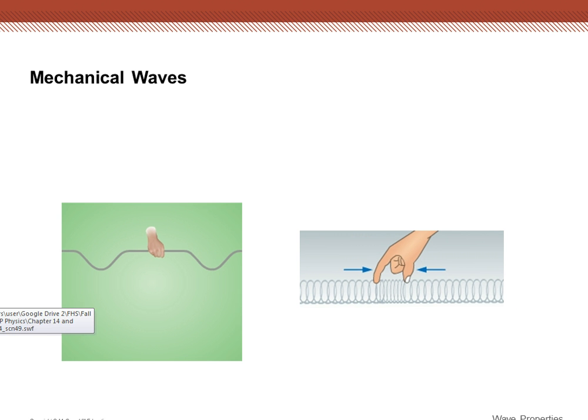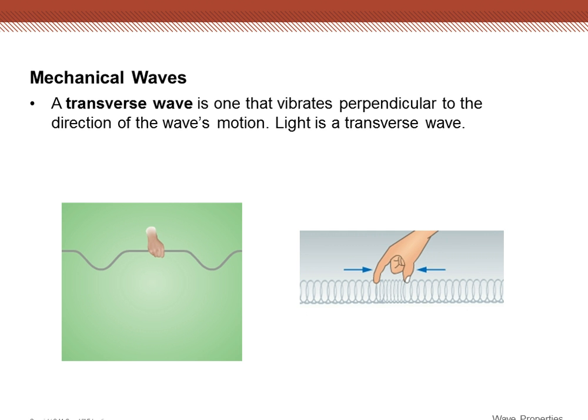So there are two different types of mechanical waves. First is a transverse wave, and this is one that vibrates perpendicular to the direction of the wave motion. Light is considered a transverse wave. Think of holding a string here, and if you were to displace this string downward, it would send a pulse out to the right and to the left. And that pulse, the movement of the string, is perpendicular to the movement of the wave. The wave is moving to the right, but the displacement is up and down.